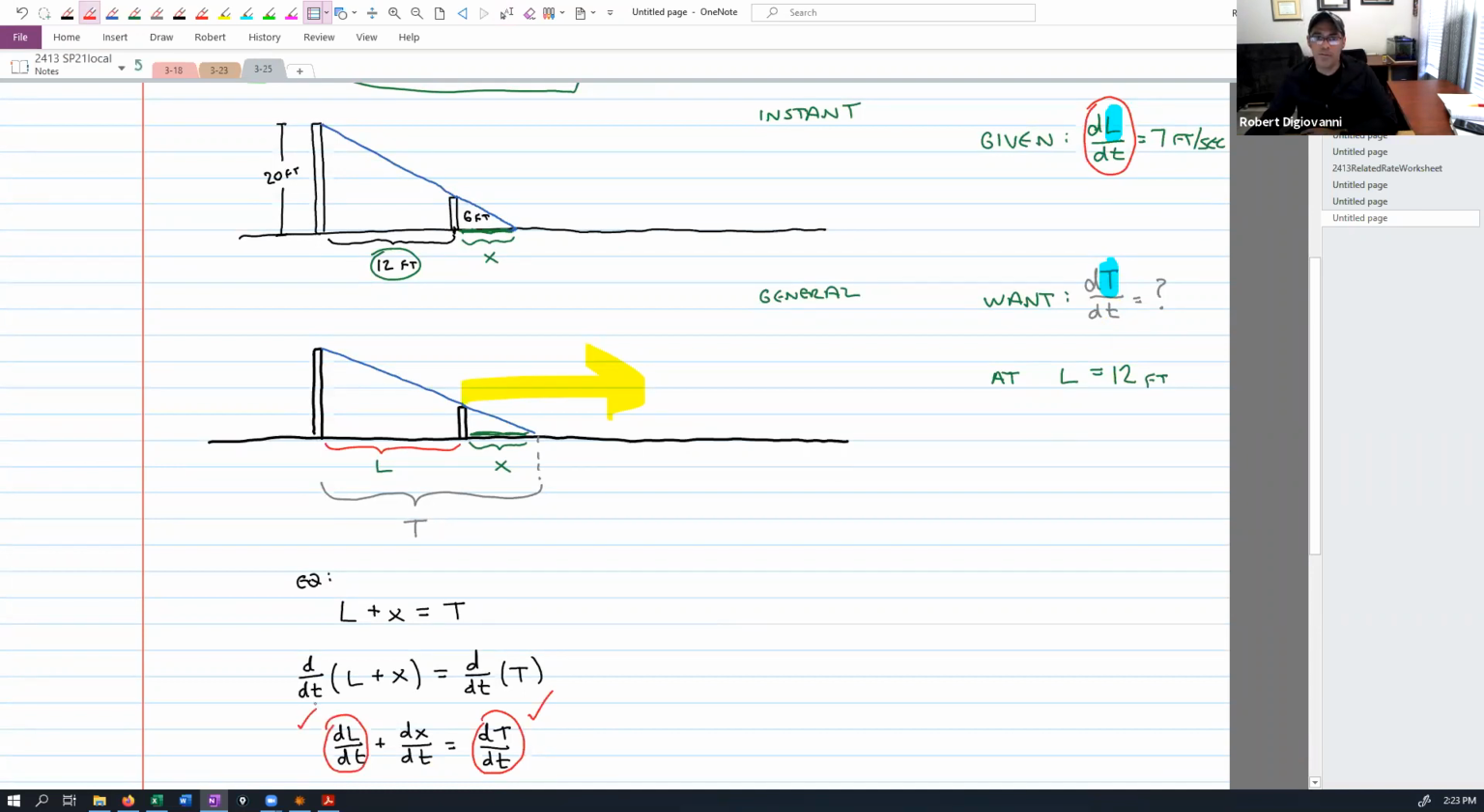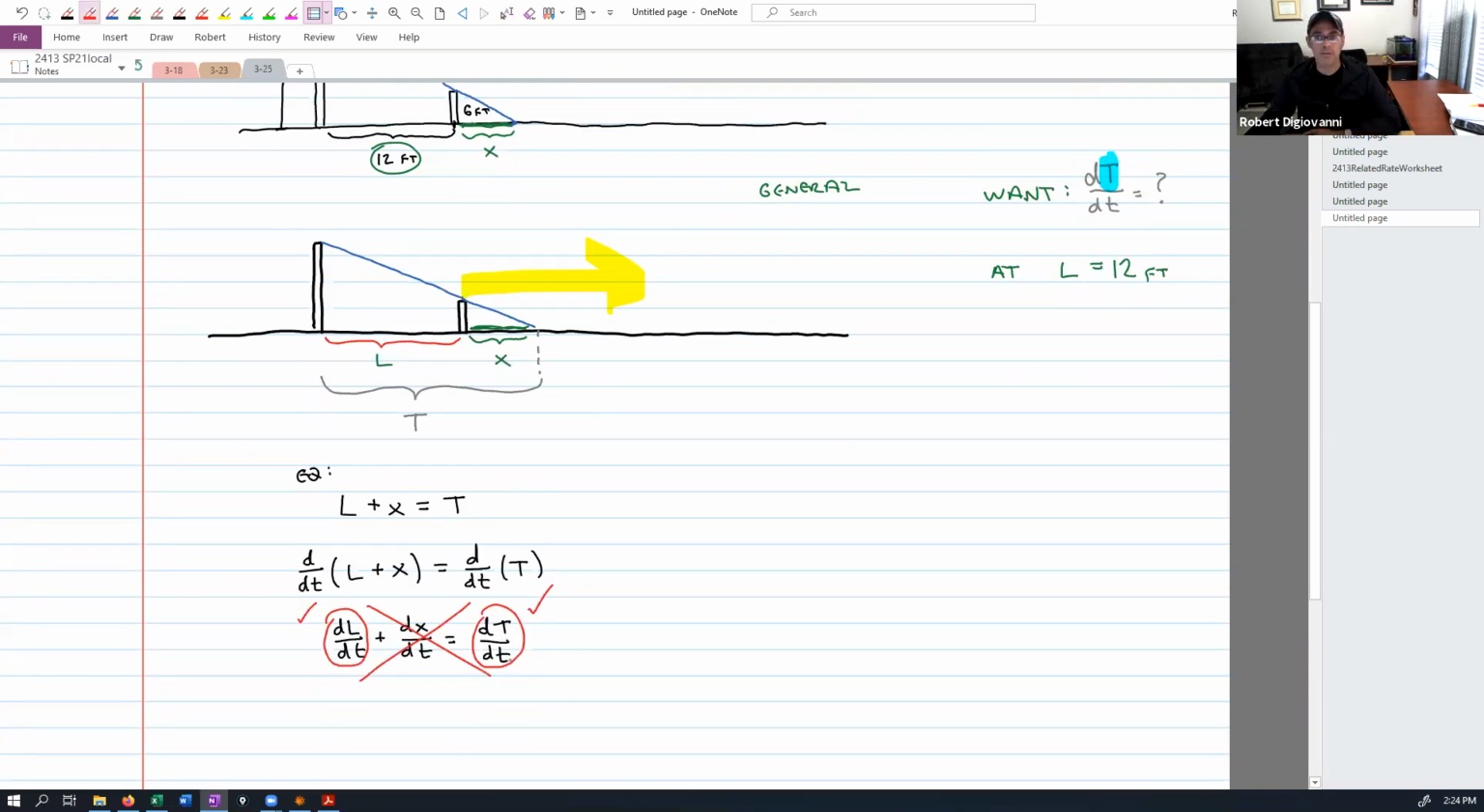Here's where we run into the problem. dx/dt. Do you know what dx/dt is? You do not know what dx/dt is. It's the third variable. It's another variable that we have in our picture, but we have no idea how fast x is growing, do we? We know how fast the man is moving, but we don't know how fast his shadow is growing, which means we're not going to be able to do it. We can't do this. We have too many variables in here. We need just L and just T. Questions? We're stuck right now a little bit.